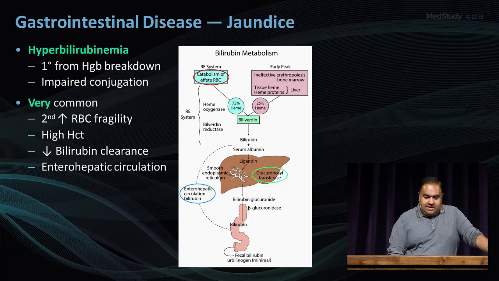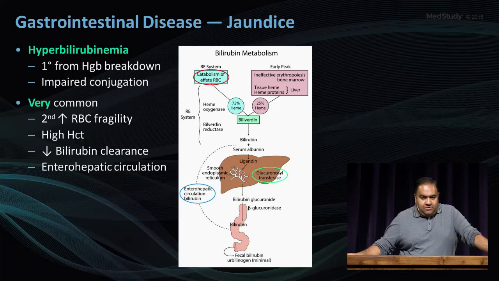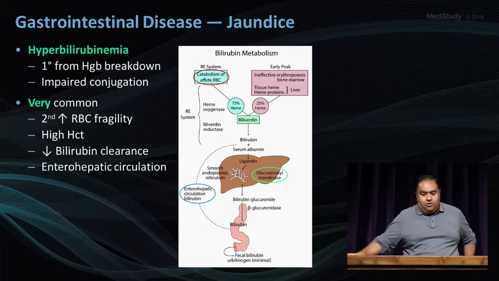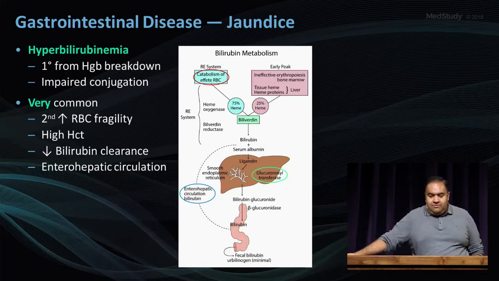All right, now we have gastrointestinal disease, and I think jaundice is the last piece of the puzzle here, and then we'll be done. So hyperbilirubinemia is primarily from hemoglobin breakdown and caused by impaired conjugation. Remember, we really don't know the function of bilirubin. It really has no physiologic function. Some people believe it works like an antioxidant.